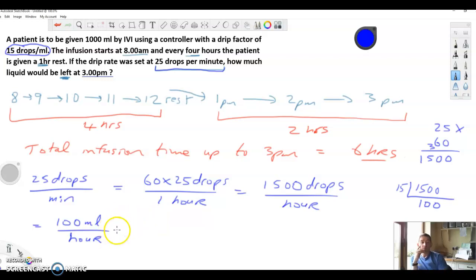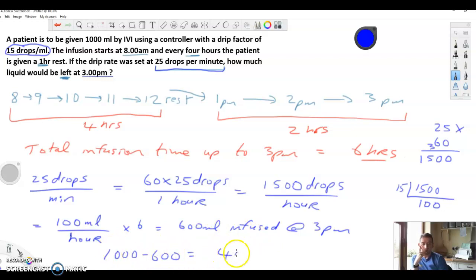So after 6 hours, because we're going to have 6 hours of action time between 8 AM and 3 PM, we just multiply that by 6 and we end up with 600 mils infused at 3 PM. Now the question is, how much is left? Well, there was 1000 in the bag at the start, so 1000 minus 600 equals 400 mils left at 3 PM. And that's, believe it or not, the easiest way I think of doing this question.